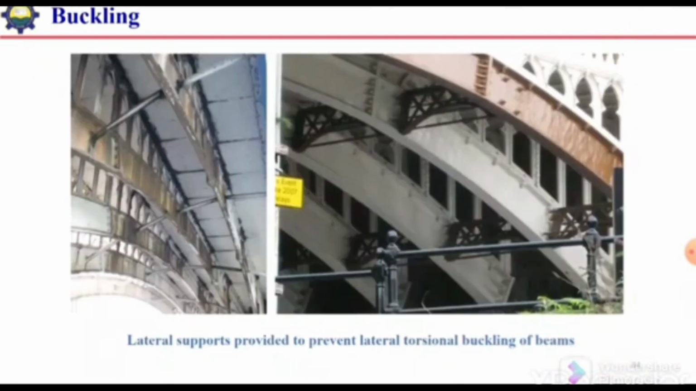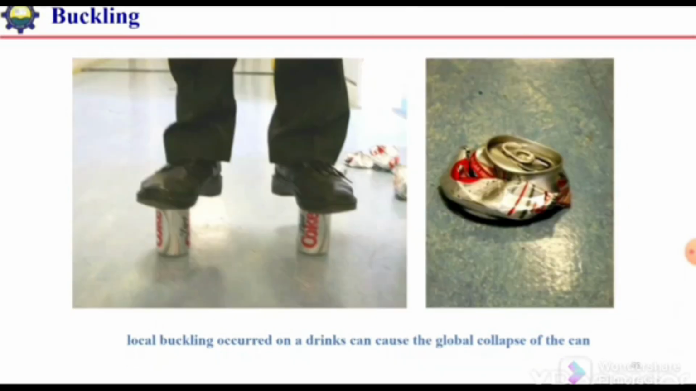To protect thin structural beams from lateral torsional buckling, we can provide bracings in the lateral direction. Lateral supports can be provided to prevent lateral torsional buckling. This is the pictorial evidence of support to resist lateral buckling. The other type of buckling is local buckling. If a structure buckles locally, at some point in a member, it will cause the collapse of the whole structure.